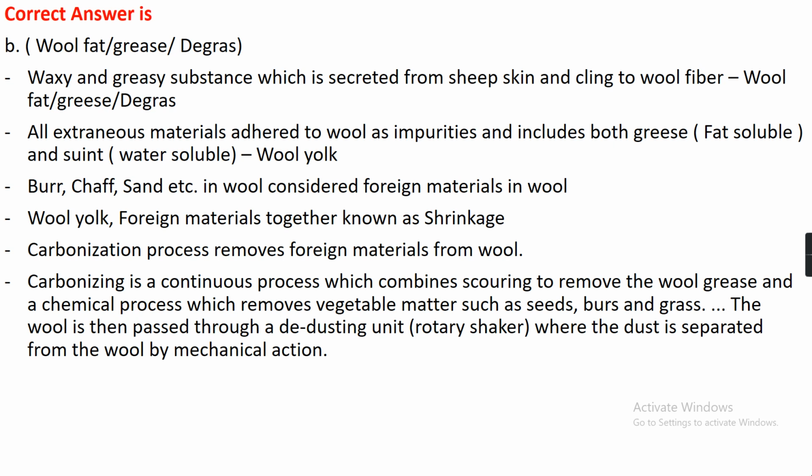There is a process of removing foreign material from the wool that is known as carbonization. During the carbonization process, scouring is done in order to remove the wool grease, and chemical treatment is also done in order to remove the seed, burr and grasses, and then again dedusting is done by means of mechanical action.